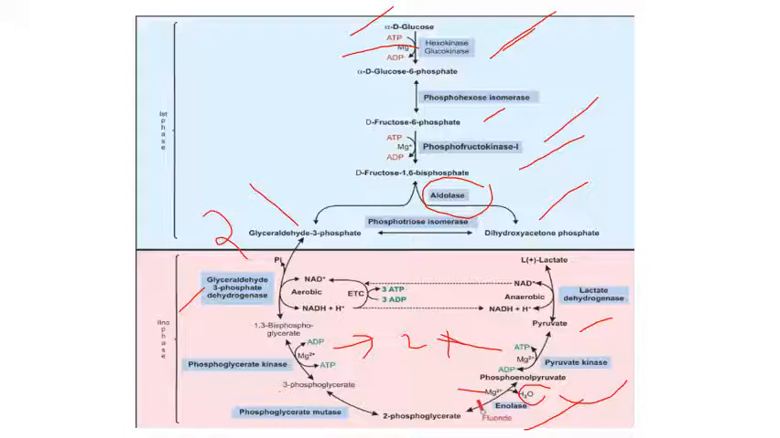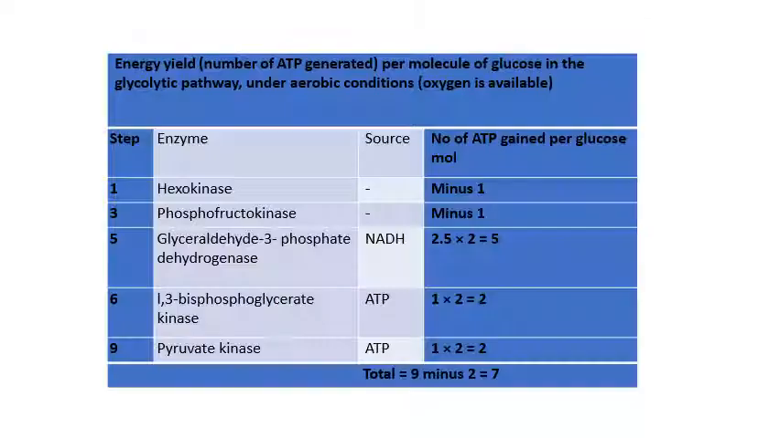During anaerobic glycolysis, what will happen? The pyruvate will be reduced to lactate with the help of lactate dehydrogenase enzyme. For this reduction, we need NADH. This NADH will be utilized from the same step as glyceraldehyde 3-phosphate dehydrogenase. So during anaerobic glycolysis, this step does not occur. Okay, so this is all about glycolysis.